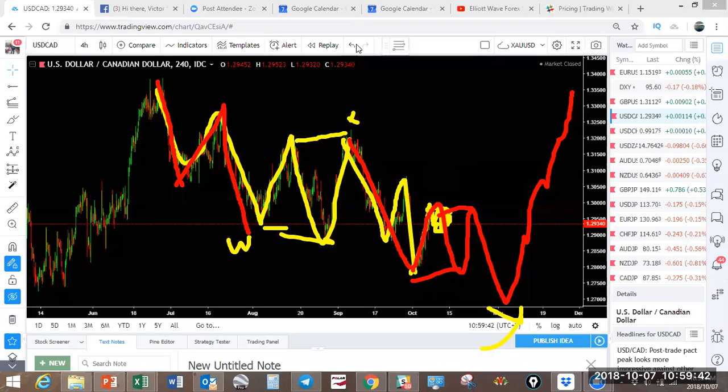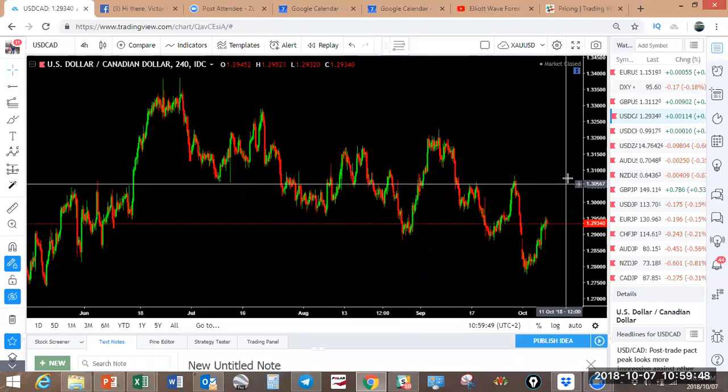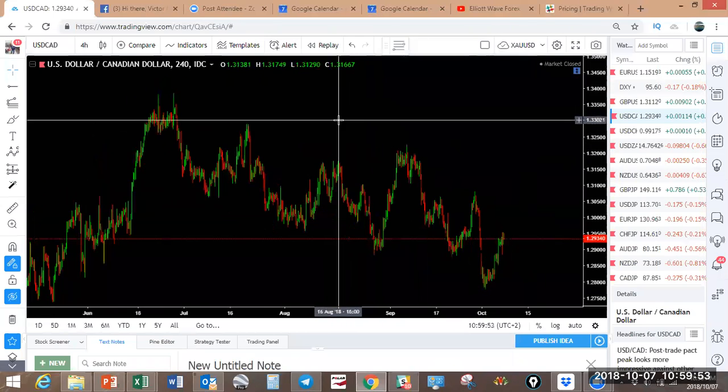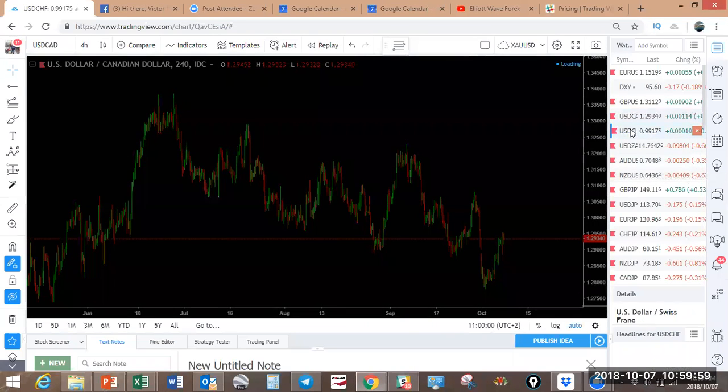I'm only showing you a single bias here. I don't want to show you a lot of alternatives, so that you can make your own decision when you trade. But I show you the most probable alternative with the pairs. Very clear structure, and it's playing out exactly as we've analyzed. So that is US dollar CAD. Now US dollar CHF.